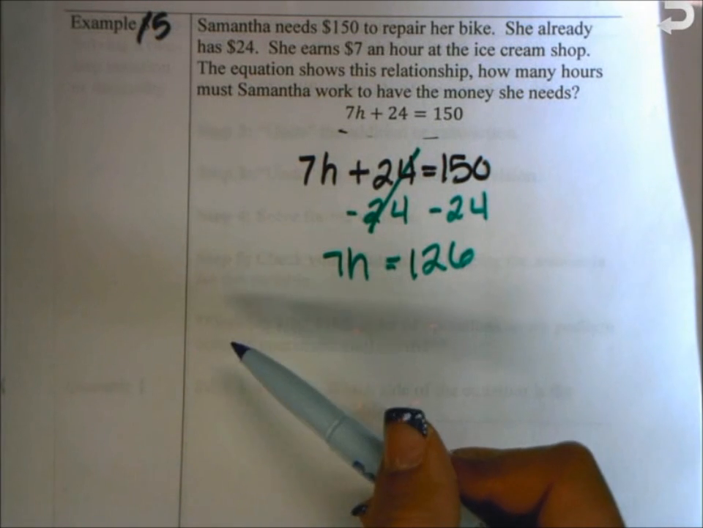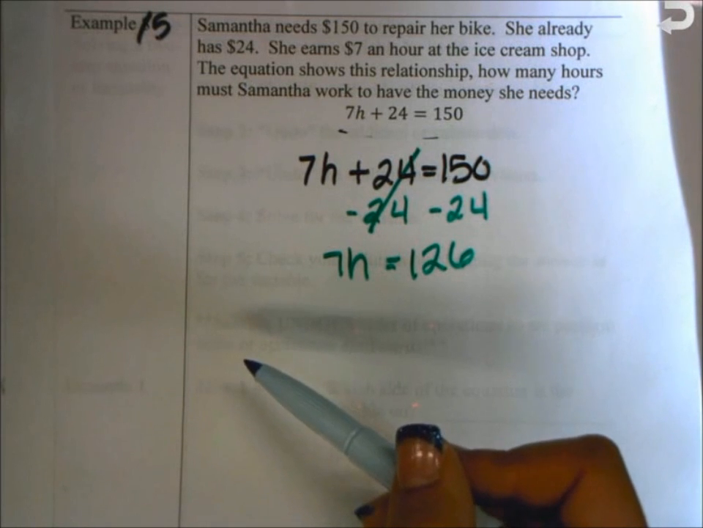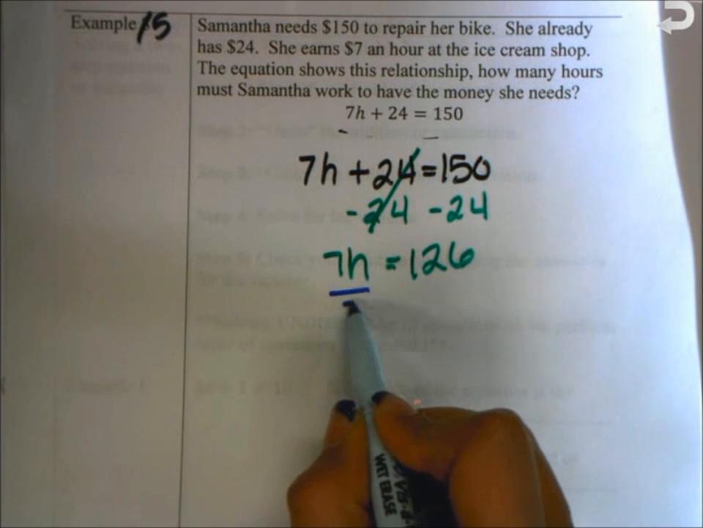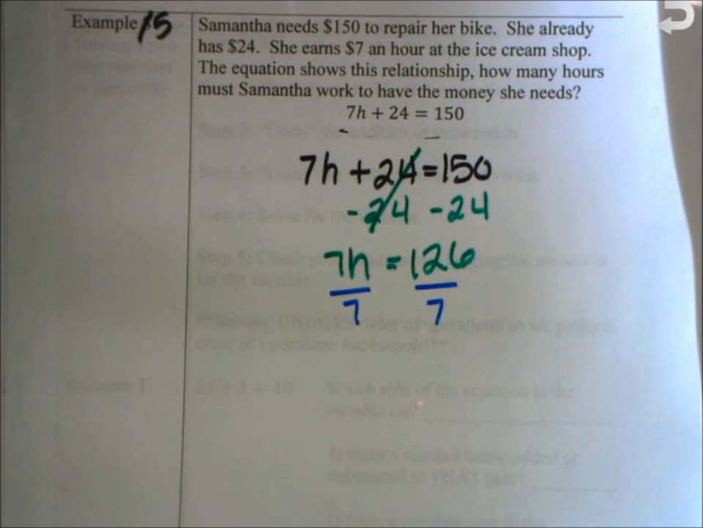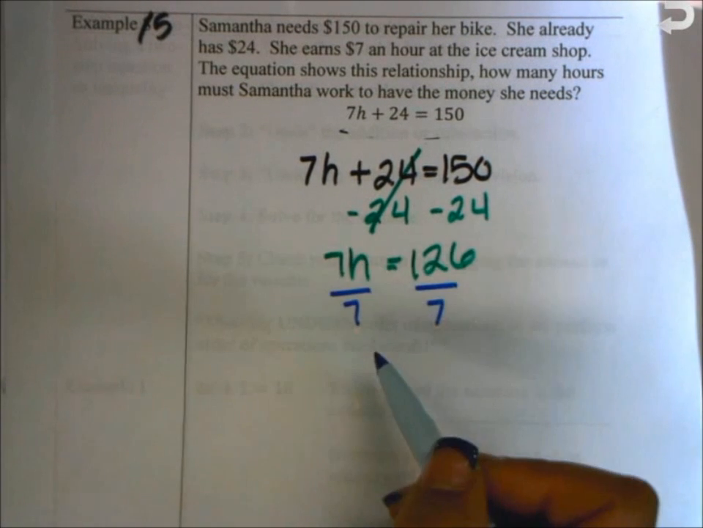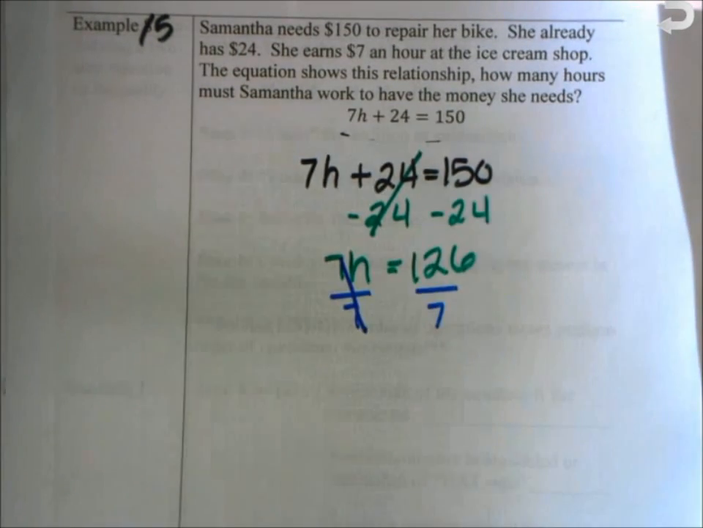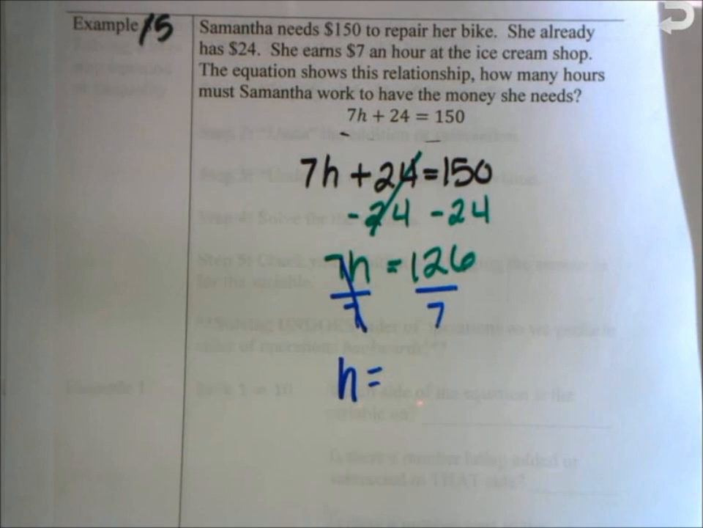7 divided by 7 gives me 1. So I have h on the left-hand side equals 126 divided by 7. What does that give me? 18. So she has to work 18 hours at the ice cream shop. Please put a box around that. Make sure you write hours in there.